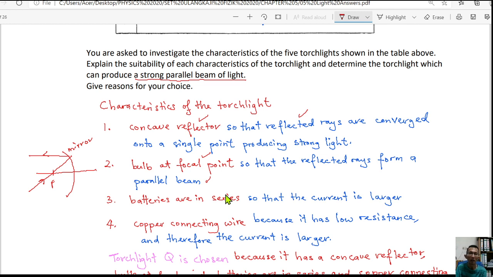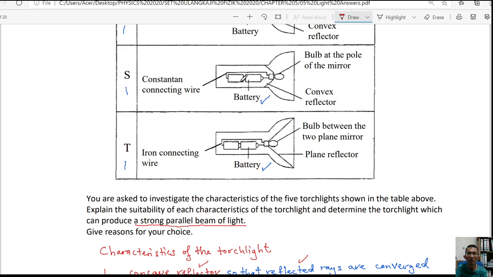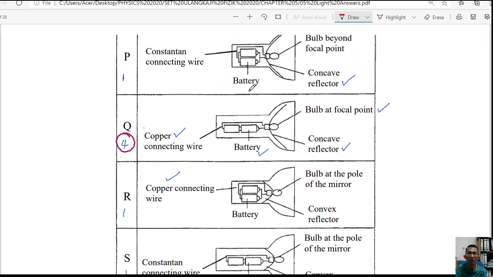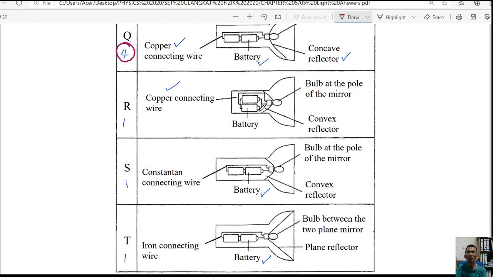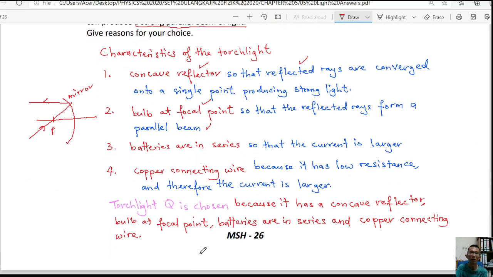Alright, and then for the third one, we are talking here about the batteries. So we'll look at the picture. Battery here I have in series, here series. Here parallel, here series, here parallel. So we have two choices. So which one do we choose? In this case, I choose the batteries in series. Why? Current is larger.